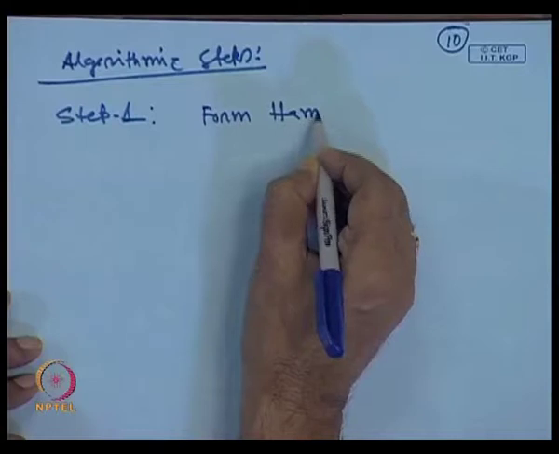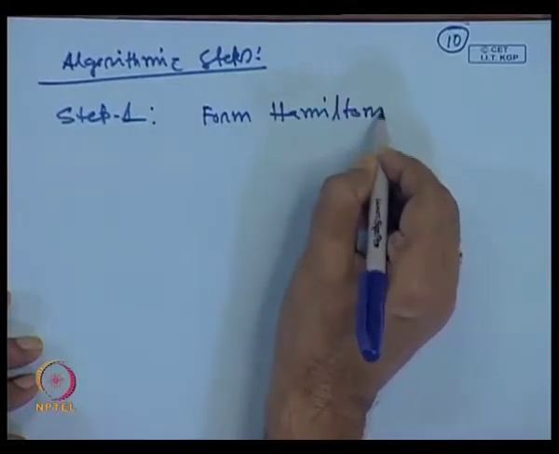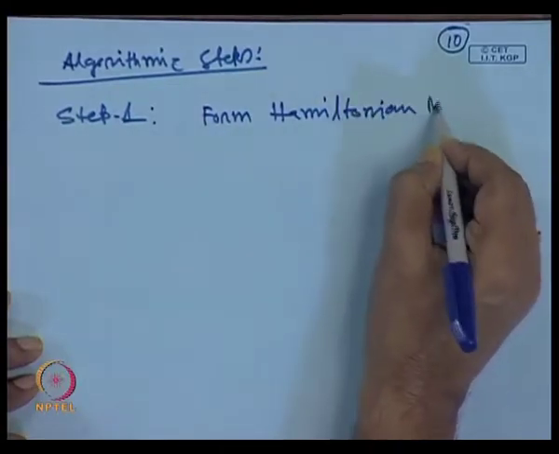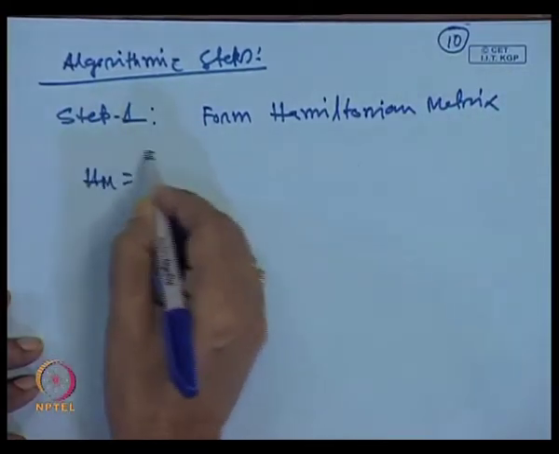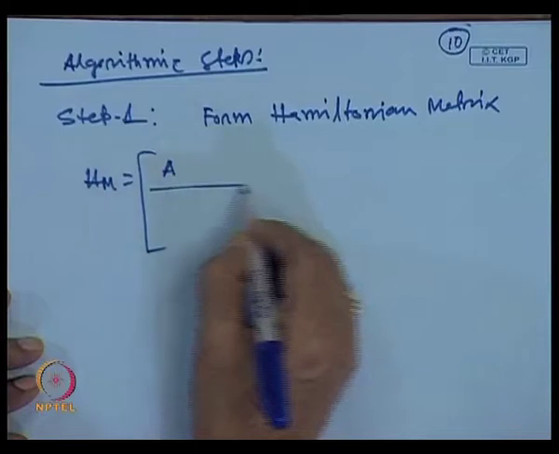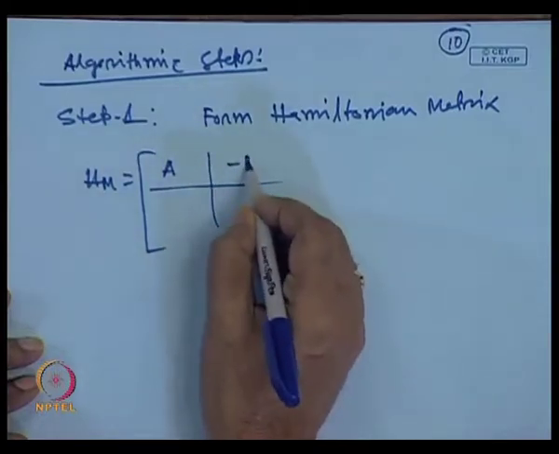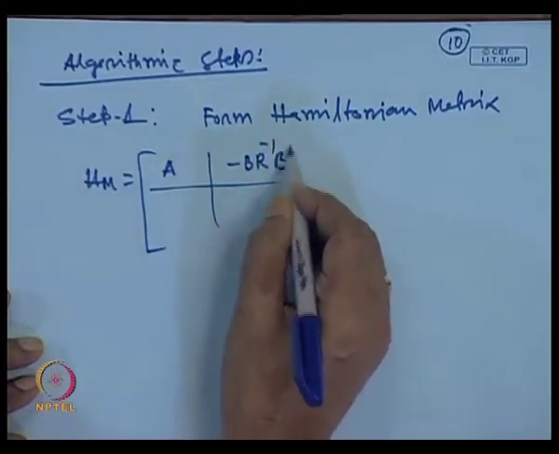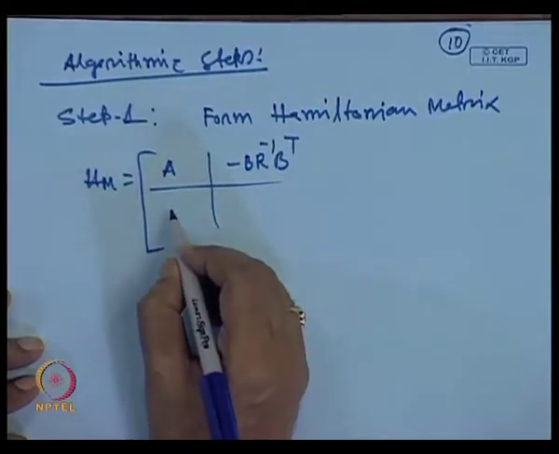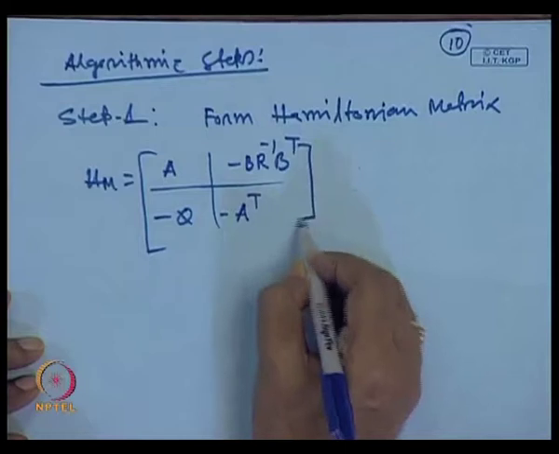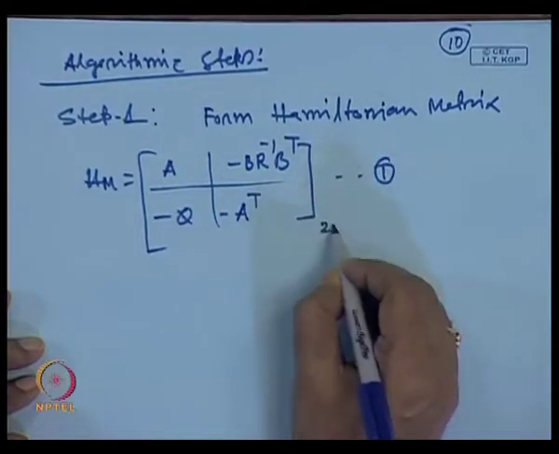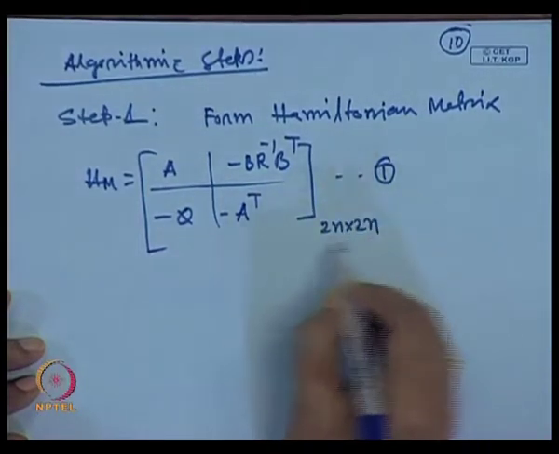the Hamiltonian matrix. H m is equal to A, minus B R inverse B transpose, minus Q, minus A transpose. This is equation number 1, whose dimension is 2n cross 2n.